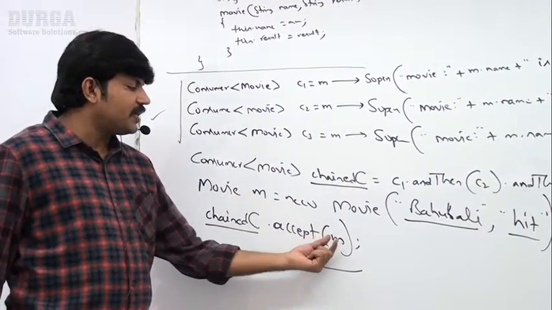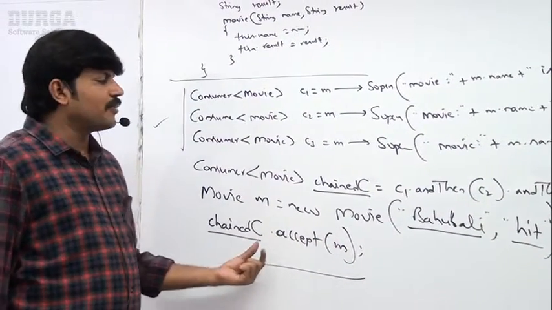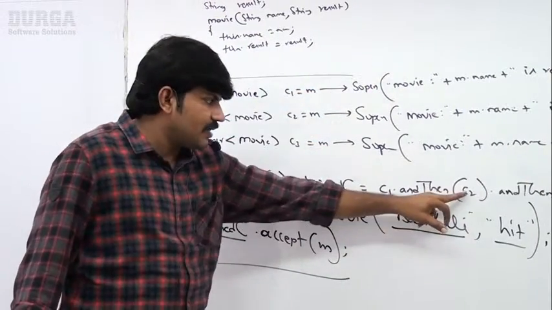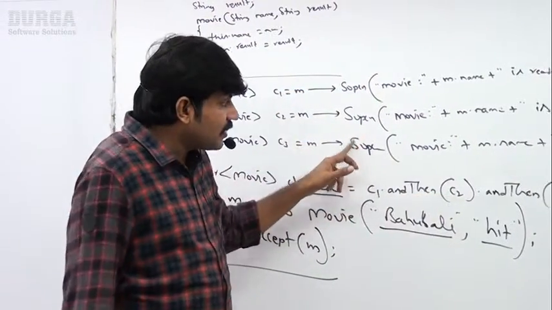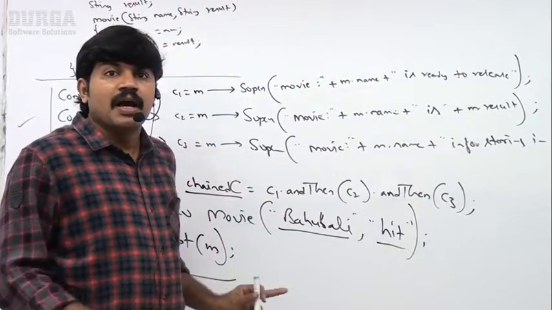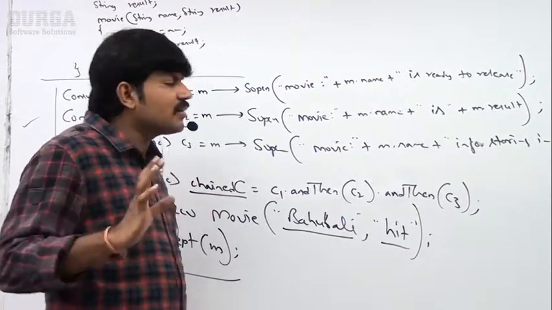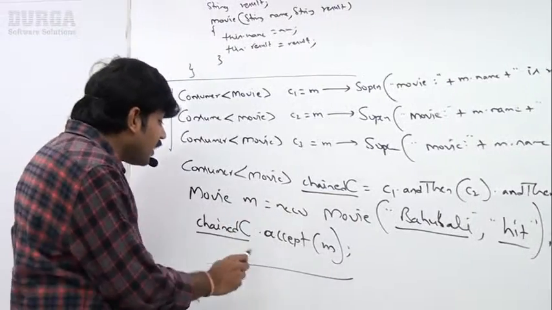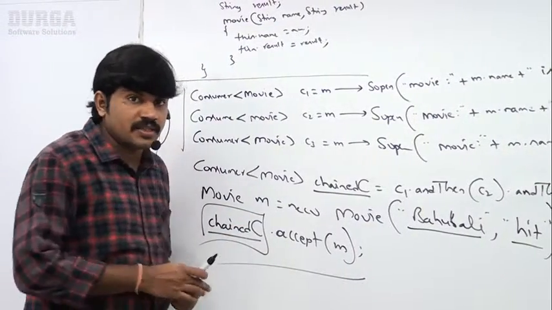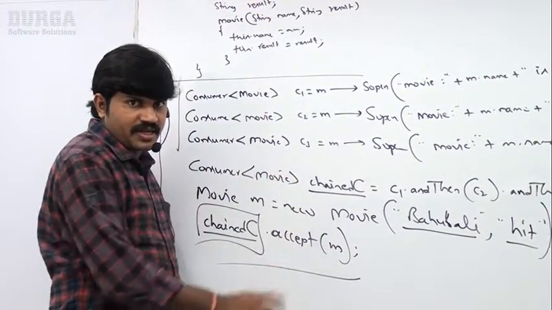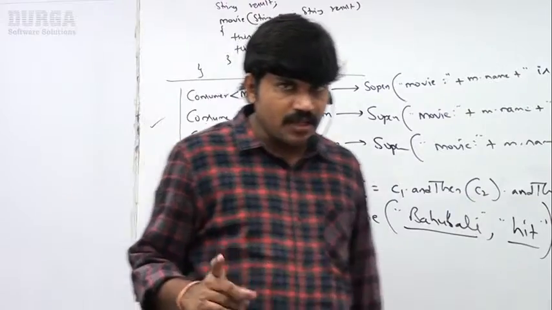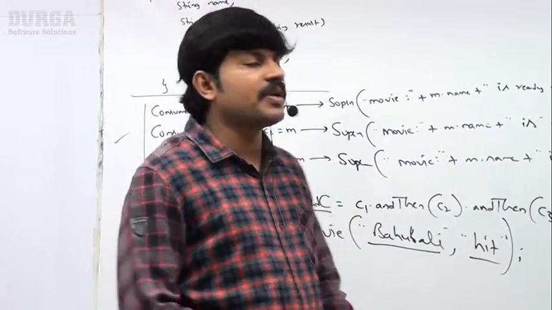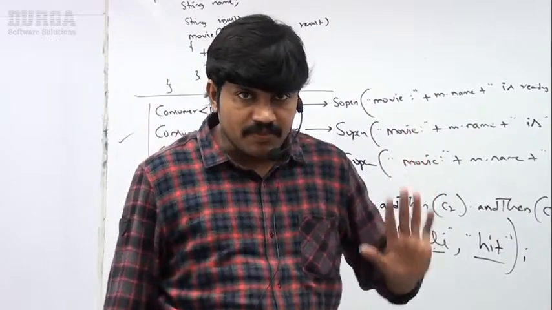If I provide this m, then automatically first C1 will be applied, and then C2 will be applied, and then C3 will be applied. For this movie, all the three consumers are going to be applied automatically. This is nothing but, sir, consumer chaining. Everyone can understand, right? So is it possible to perform chaining of consumers or not? Yes, no problem at all. Happily it is acceptable. Clear.